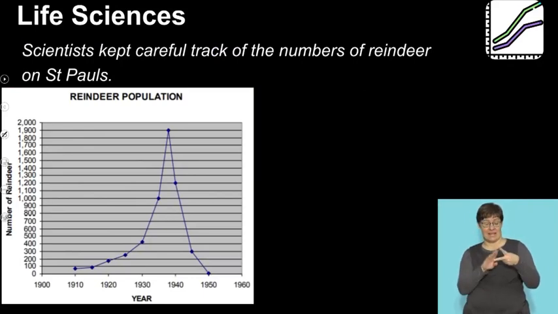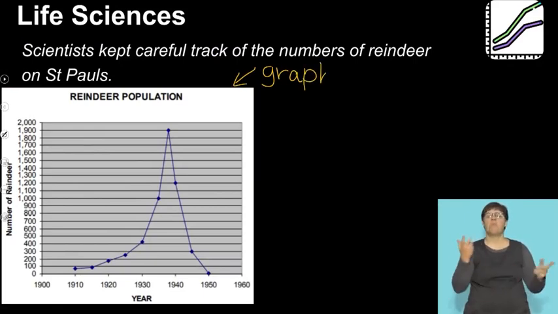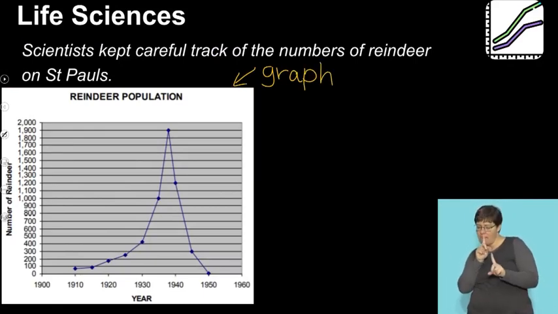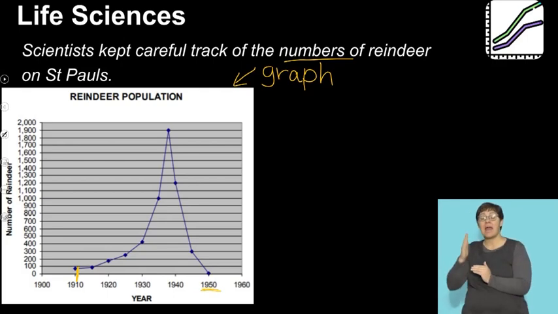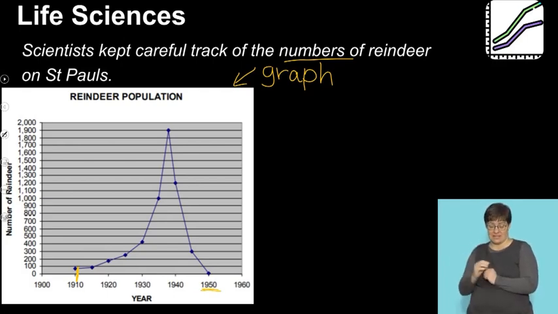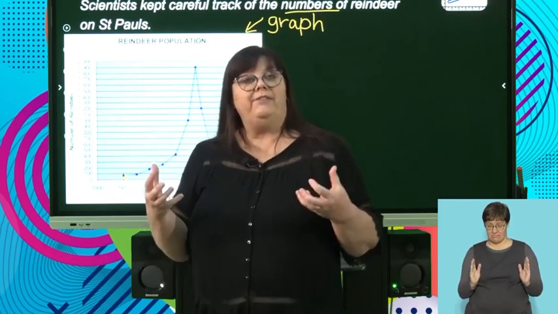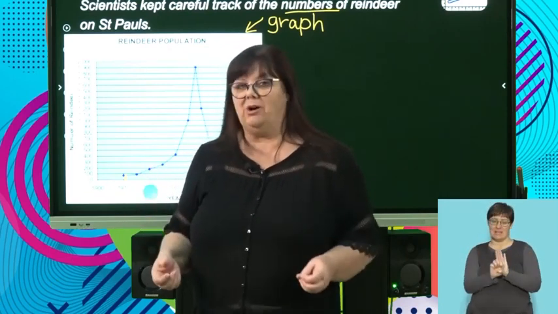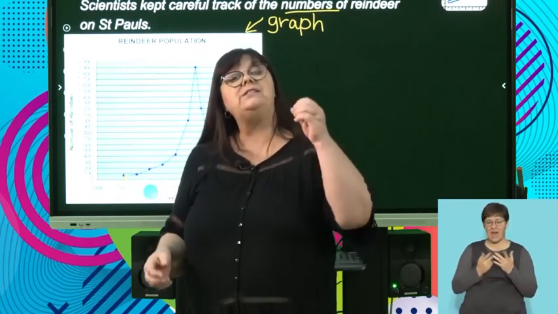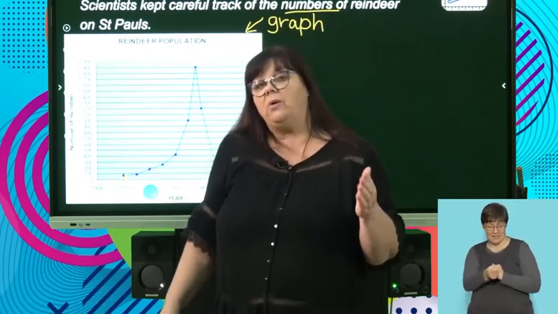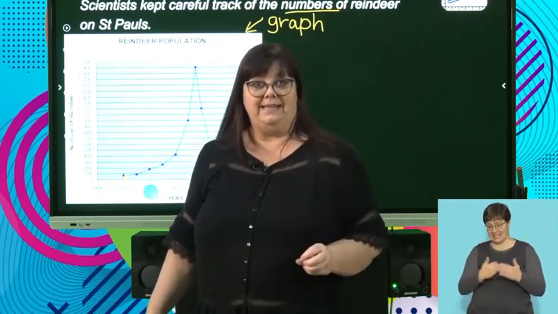The second resource is the graph. And where does this graph come from? Scientists kept careful track of numbers of reindeer on St. Paul's. And we remember it started at 1911 and we see that the graph ends at 1950. This is a very famous and classical example of a population and how its growth curve went. And it's a real situation. And so we call that a case study.